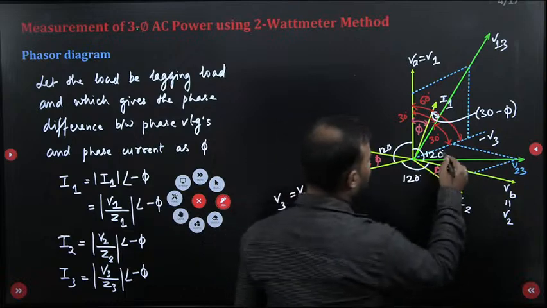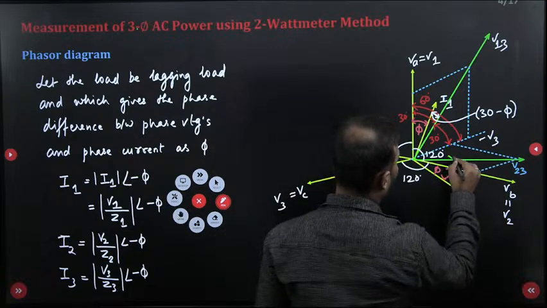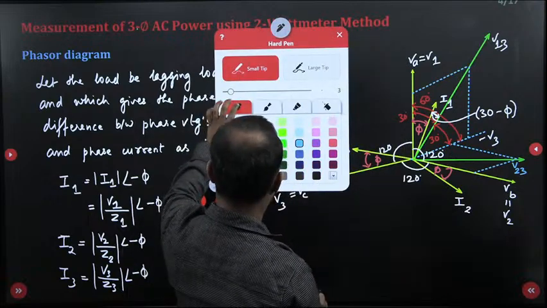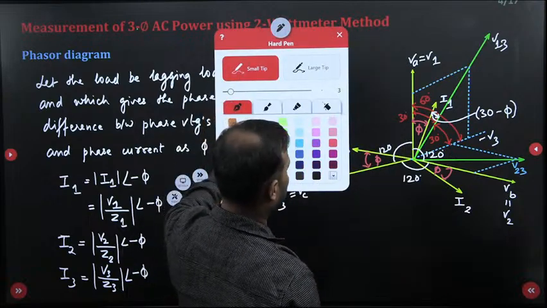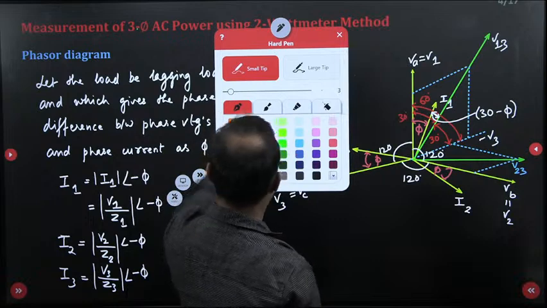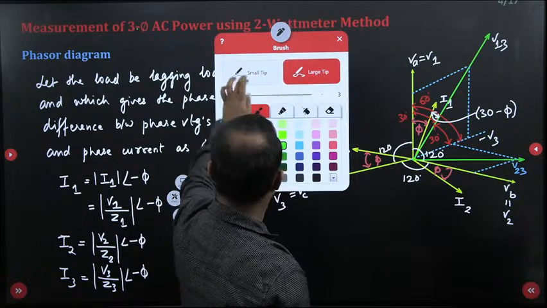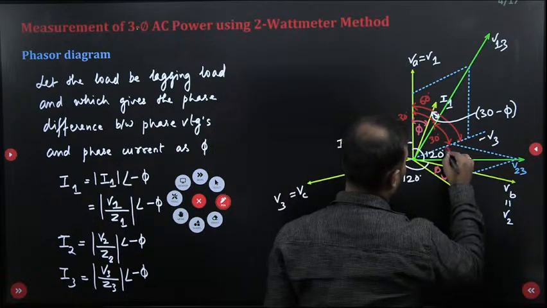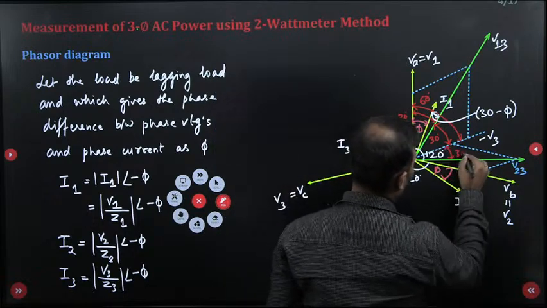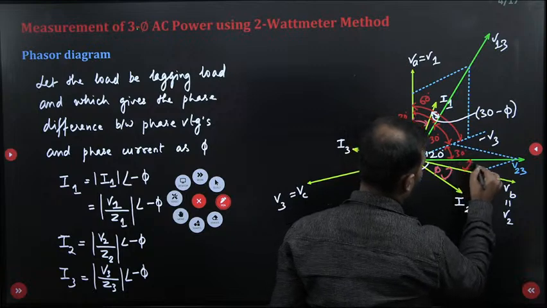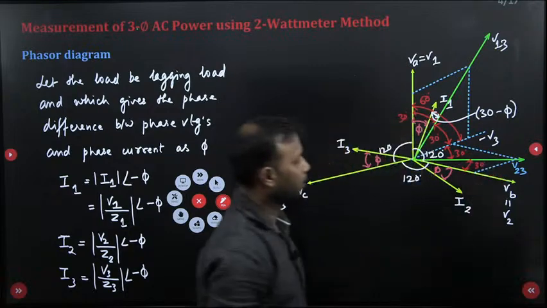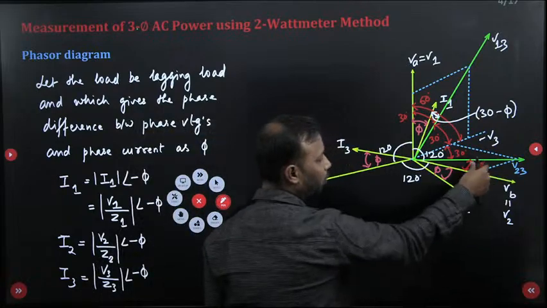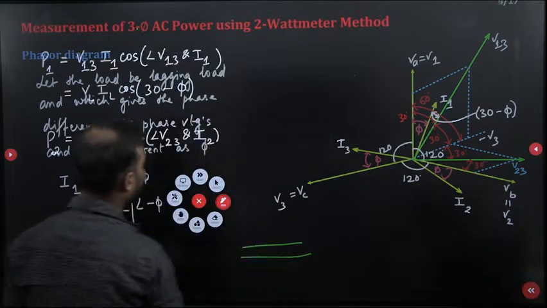So ये कितना angle हो गया? This angle will be what? Okay. So this angle is what? Again, this is your 30 degree. Again, this angle is 30 degree. So total angle between V23 and I2 will be what? 30 plus 5. 30 plus 5.